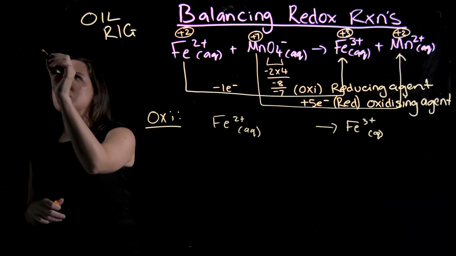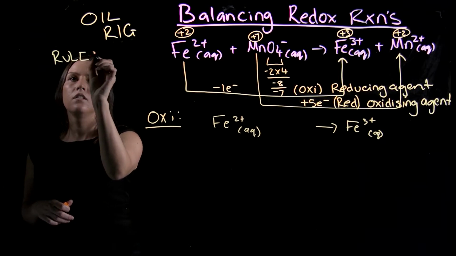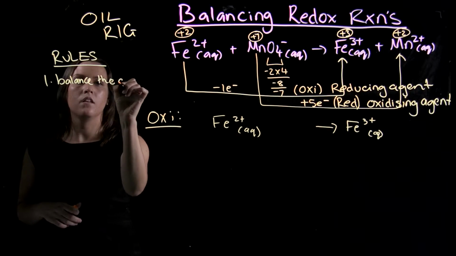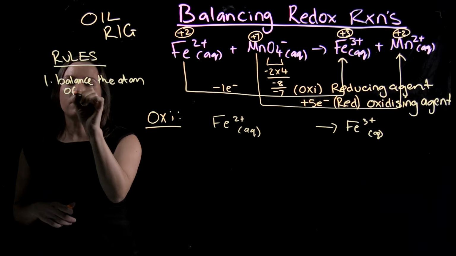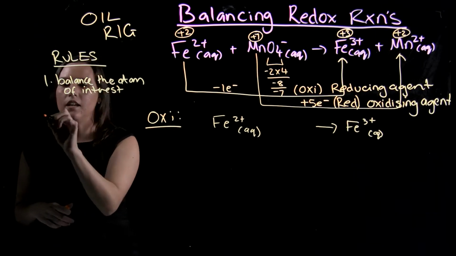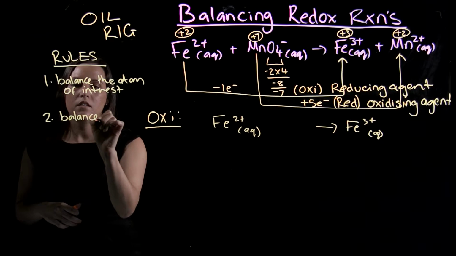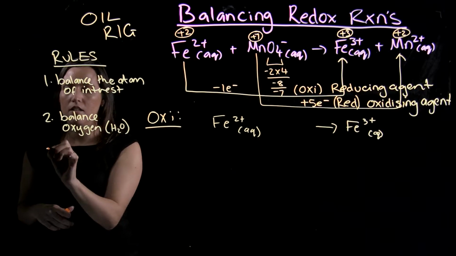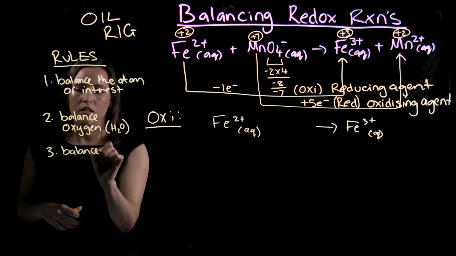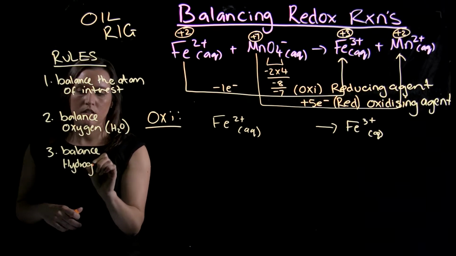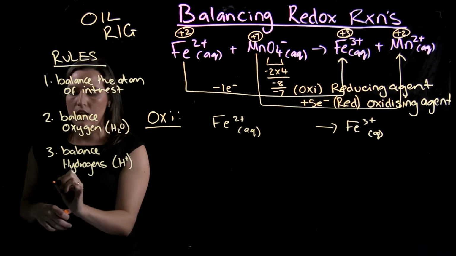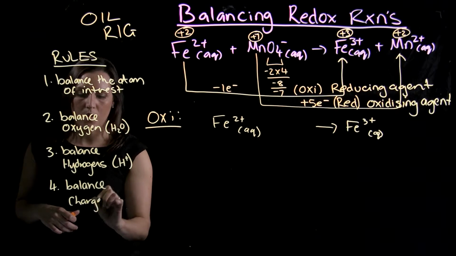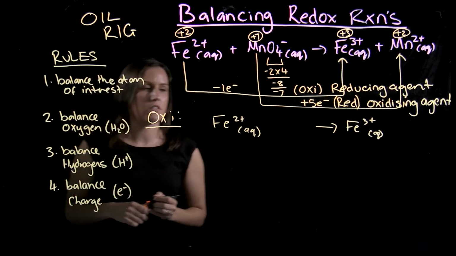Okay, so what are the rules? First of all, you balance the atom of interest. Second, you balance your oxygen, and we do that by adding water. Third, we balance our hydrogens, and we do that with H+. And lastly, we balance our charge, and we go to the more positive side and we add electrons to it.